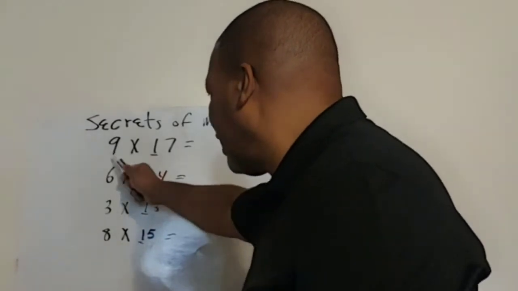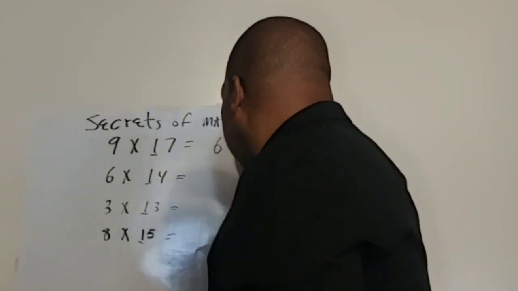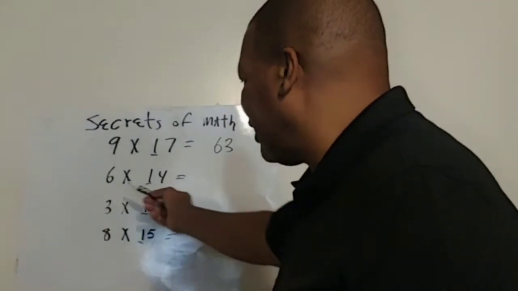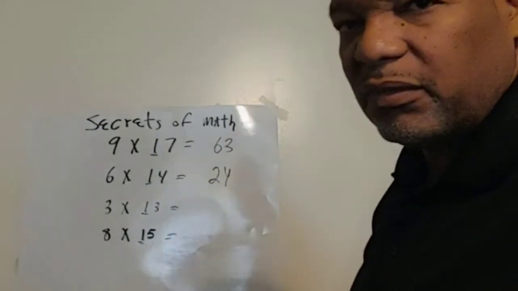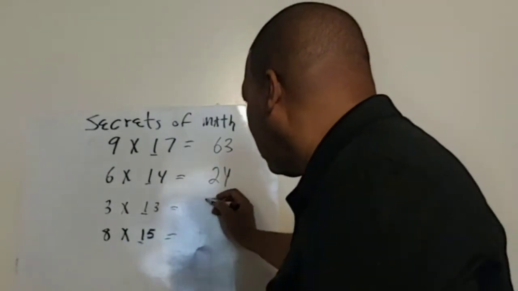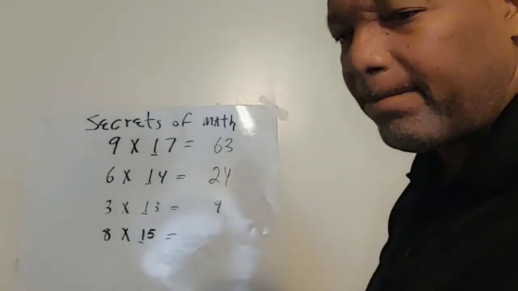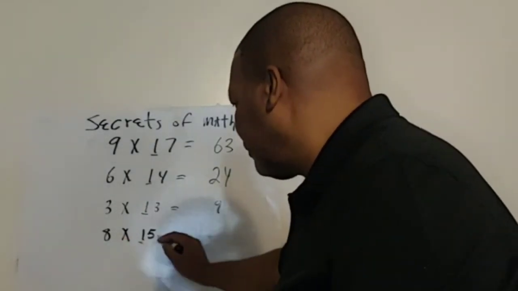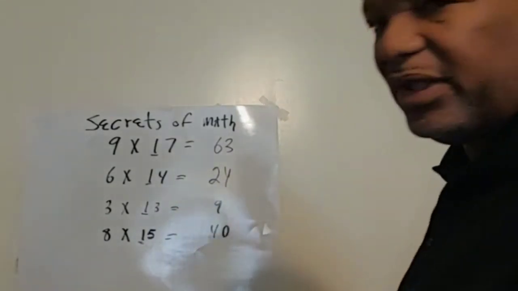This is 9 times 7, okay, which is 63. That's easy. 6 times 4 is 24. That wasn't too hard. How about 3 times 3? Oh, that's 9. It's easy. Okay. And finally, 8 times 5 is 40. Okay. That was really easy.